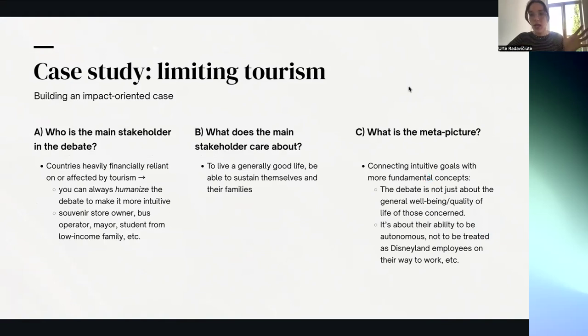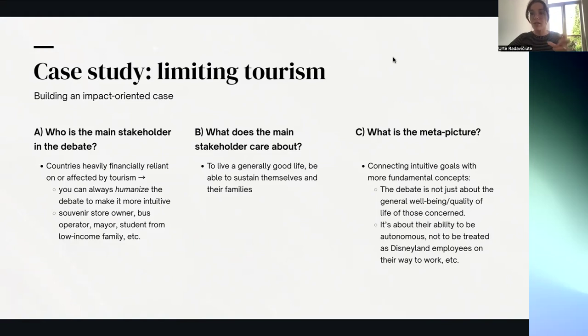So what this could look like is if we're debating limiting tourism, a debate from last year's World Schools, you have to briefly ask yourself the following questions. One, who is the main stakeholder in the debate? In this case, it is likely to be countries that are heavily financially reliant on or affected by tourism. This can also be, for example, environmental impacts. If you don't know much about the tourism industry, how it plays out, the economics behind it especially, you can always humanize the debate in order to make it more intuitive.